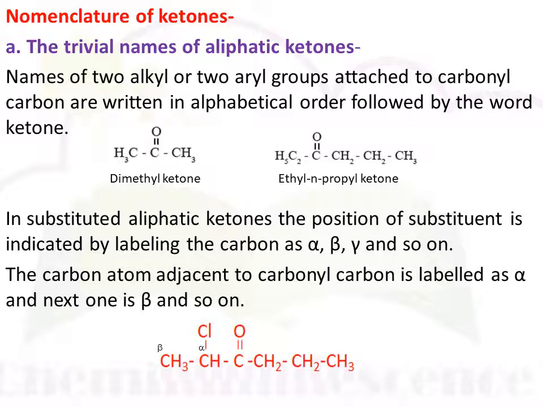For writing the name of the compound, first write the name of the substituent with its locant. The substituent is chlorine and it is present at the alpha carbon, hence its name is alpha chloro. Then write the name of the alkyl parts. Here one is an ethyl, another one is a propyl. So first ethyl, write the name of ethyl. So it is alpha chloroethyl n-propyl ketone.